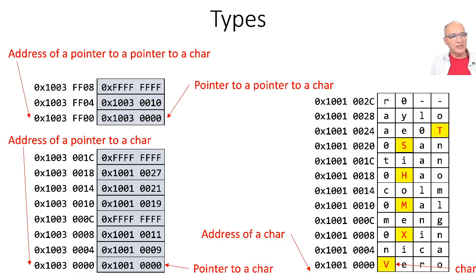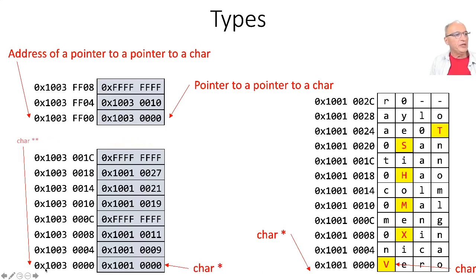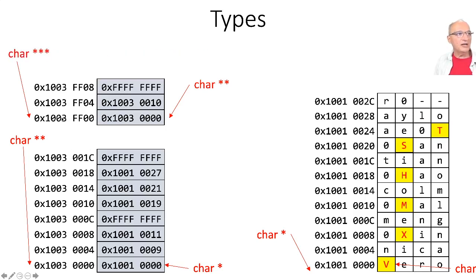How is this expressed in C in terms of types? So that was a char. This address here is char star. This is also char star, it's the same value. But this value here will be char star star, because it is the address of an address of a char. And this also will be char star star, and this address here is char star star star.